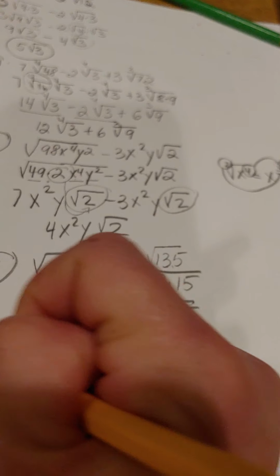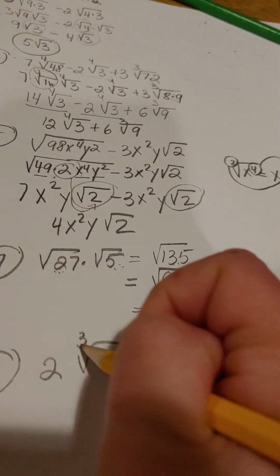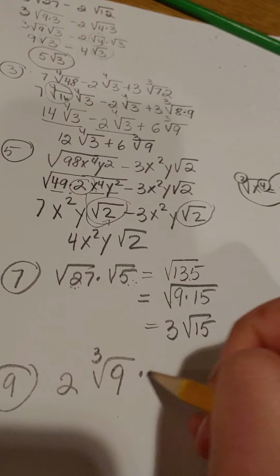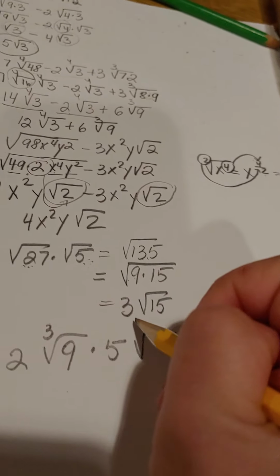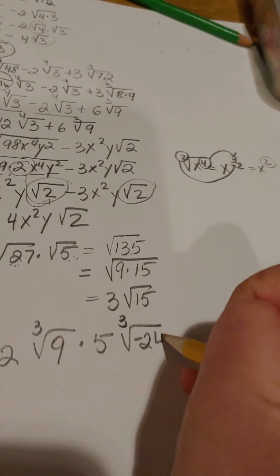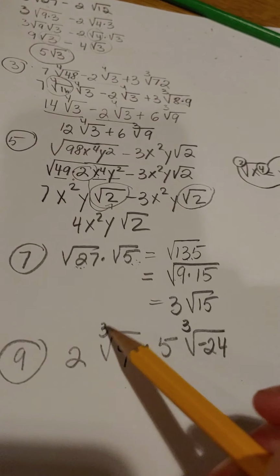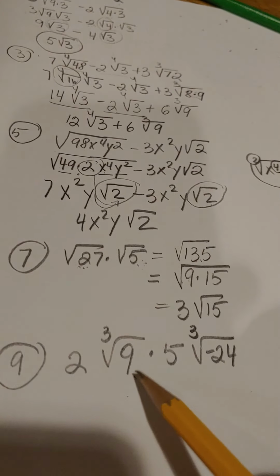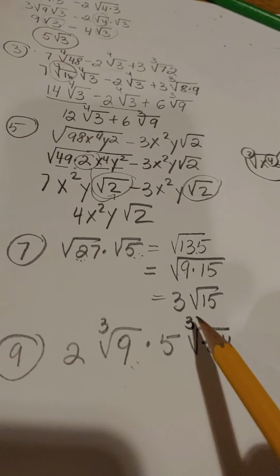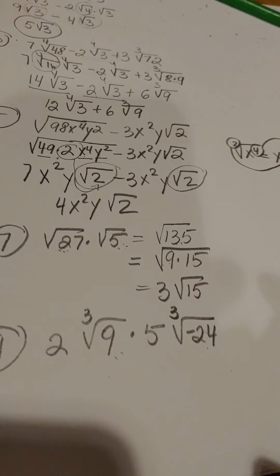Number 9. 2 cube root of 9 times 5 cube root of negative 24. We cannot take the cube root of 9. We would be able to take the square root of 9, but there's no way to take the cube root of 9. We cannot take the cube root of negative 24 either.